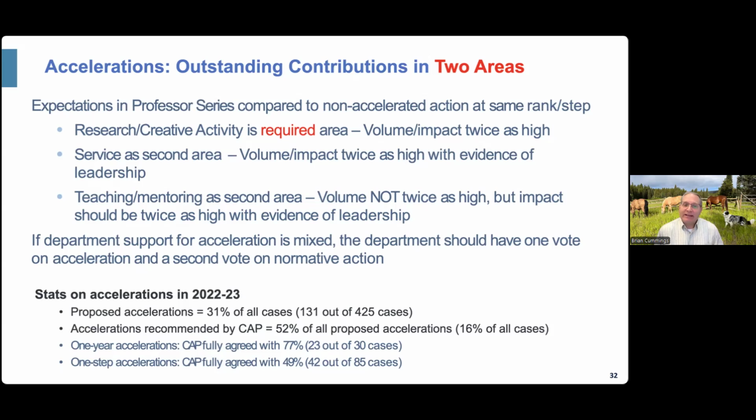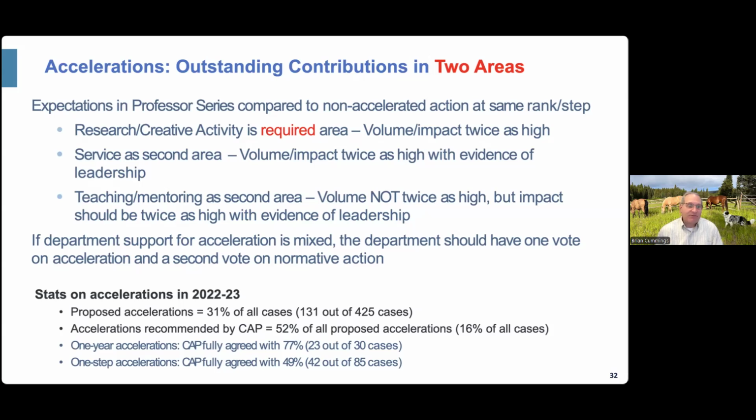Teaching, you can't exactly double the amount of teaching, so your volume is not going to be twice as high, but your impact should be twice as high, or your impact should show evidence of leadership or a new course development or something like that. If the departmental support for your acceleration is mixed, the department should have 1 vote on the acceleration and record that vote, and then a second vote on just the normative or regular action without acceleration, in case you don't get a satisfactory vote on the acceleration part.